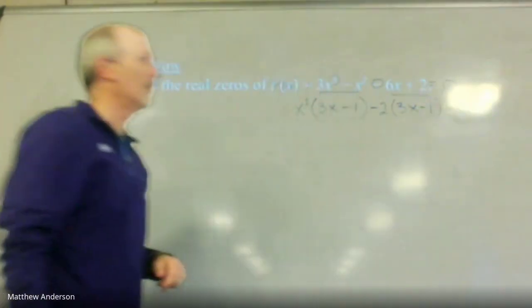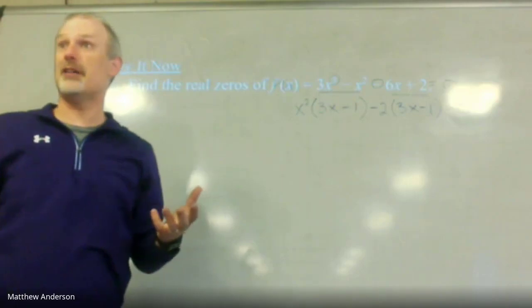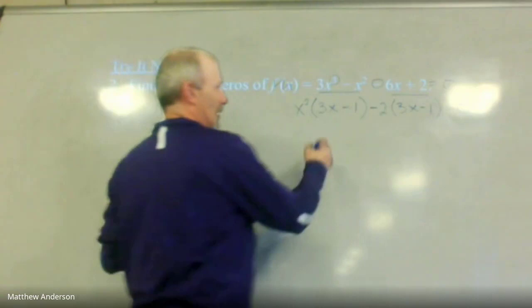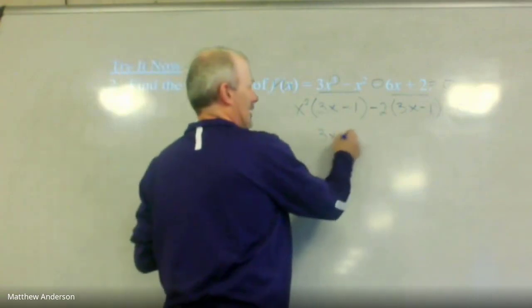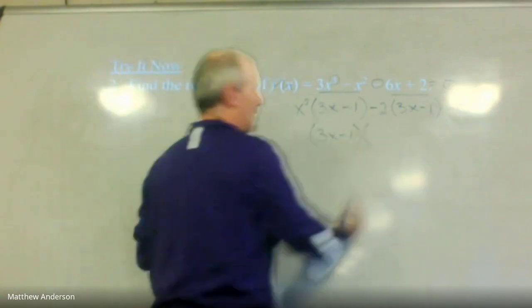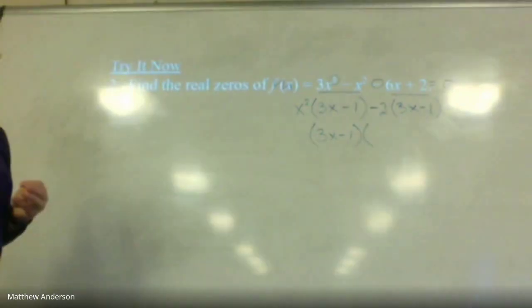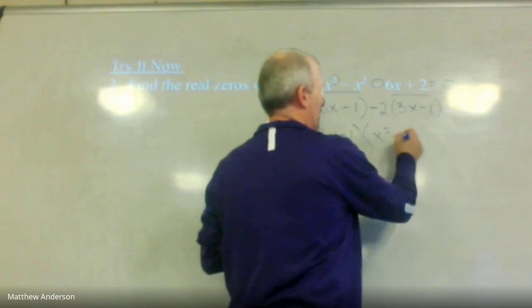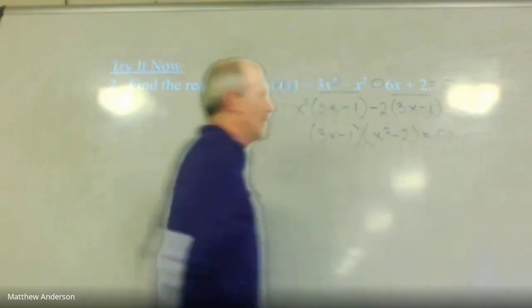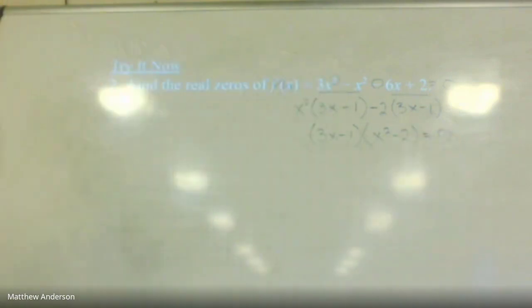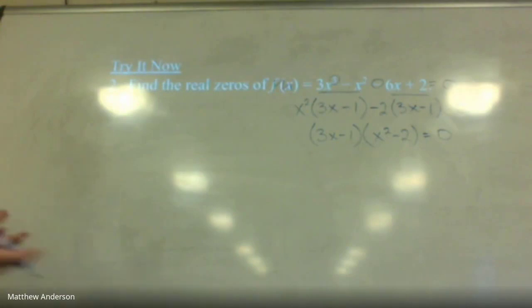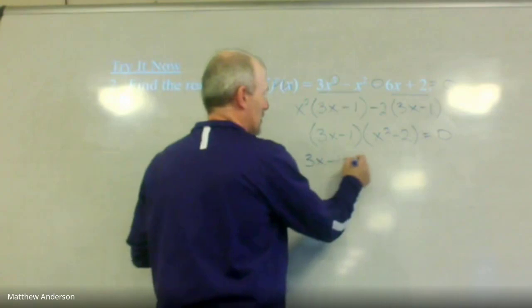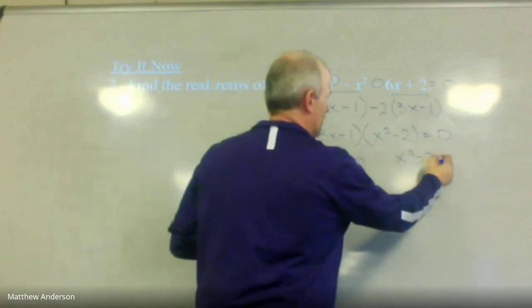So we can factor by grouping this time, right? What can we take out of both of those now? We can take out the 3x minus 1. What's left? X squared minus 2. Correct. Now we've got it factored. What can we do with each factor? Set them equal to 0. 3x minus 1 equals 0, and x squared minus 2 equals 0.